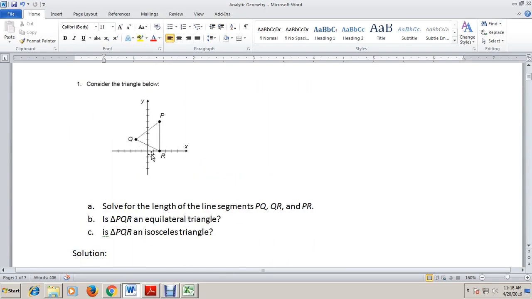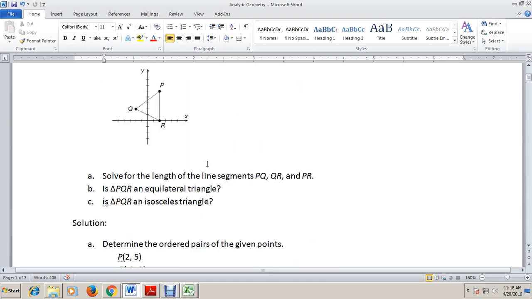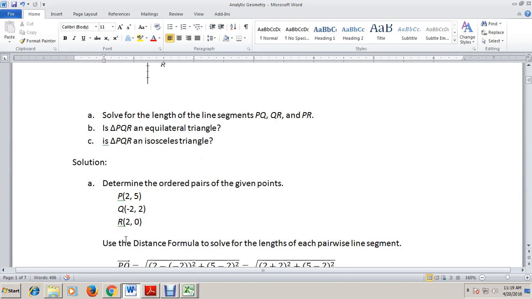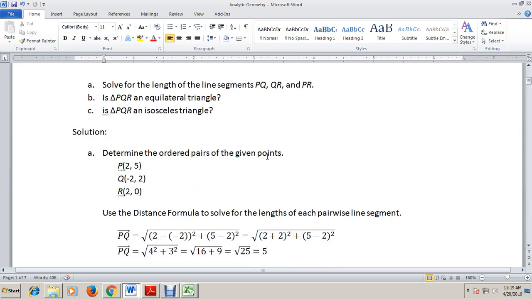Point Q, on the other hand, has the distance of -2 for x and +2 for y. So Q is (-2, 2). And finally, R has 2 as the distance on x and 0 as the distance on y. Y is 0 because the point R is entirely on the x-axis, so there is no elevation or measurement on the y-axis, so R is (2, 0). Now, given these coordinate points, we can compute the lengths of the line segments PQ, QR, and PR.